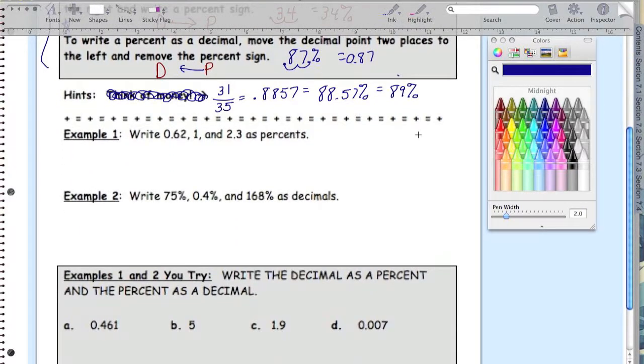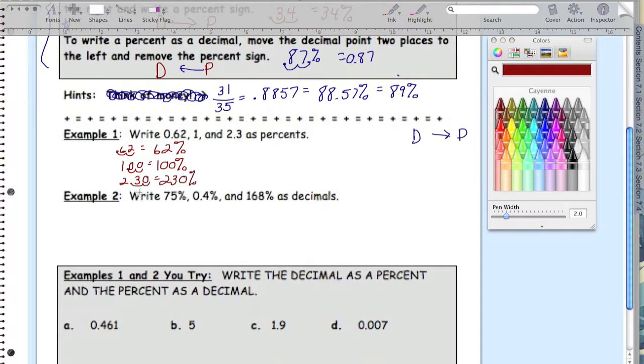All right, let's try some. I'm going to write this D and P here, writing these decimals as percents. So I'm going to go to the right with my decimal point, 0.62. 2 spaces to the right, 62%. I have 1, which really has a decimal point right after it. 2 places to the right, 100%. And then we have 2.3, 2 places to the right, 230%. That's all you have to do.